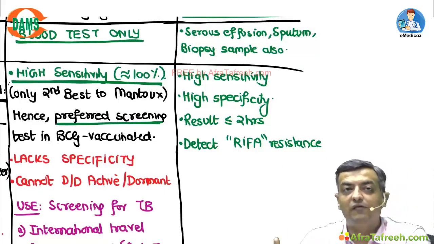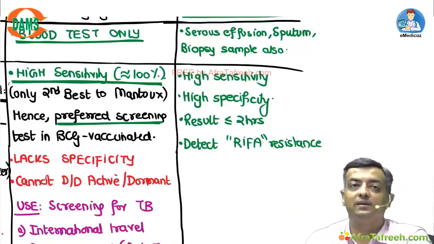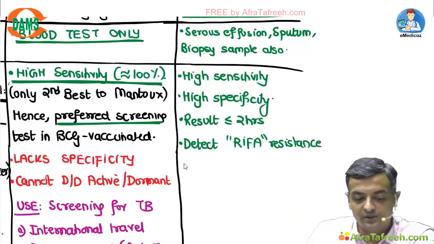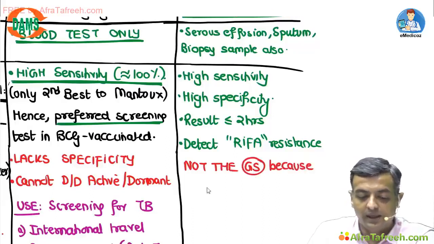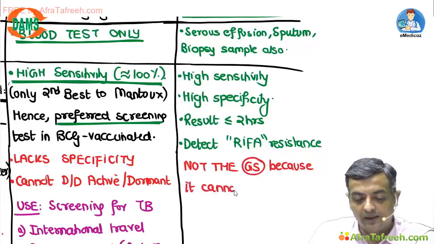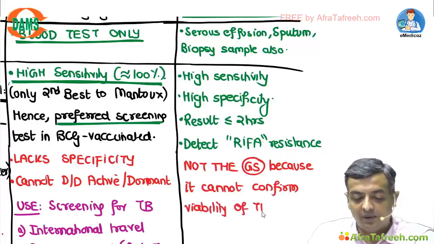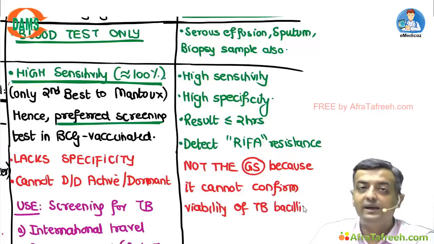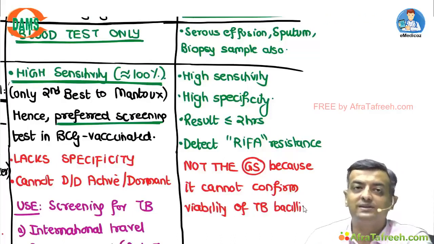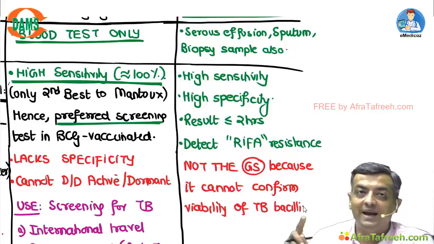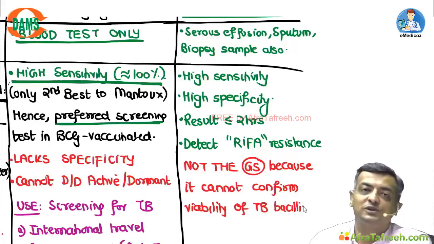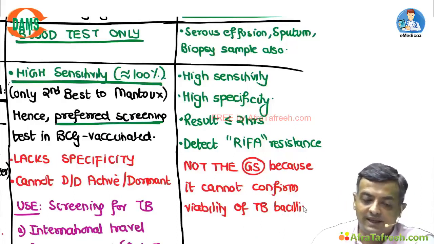But still AFB culture we have written as the gold standard. Why? GeneXpert is not the gold standard because it cannot confirm the viability of the TB bacilli. It is only detecting the genes, the nucleic acid. It cannot tell you, so dead bacilli can also come as test positive.